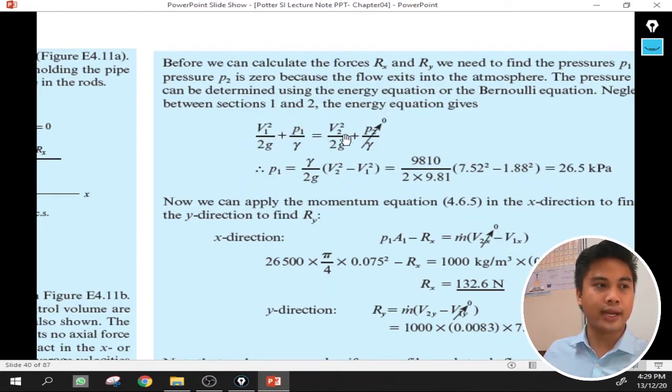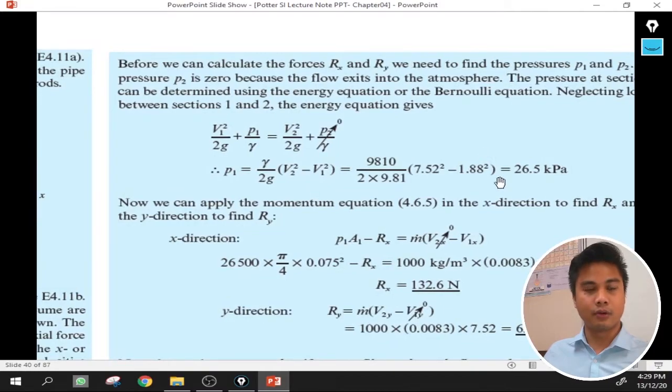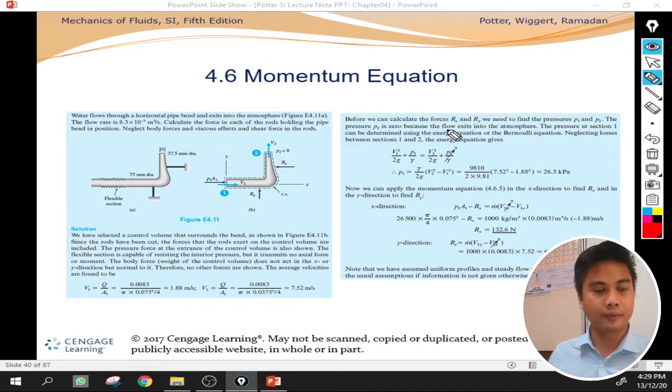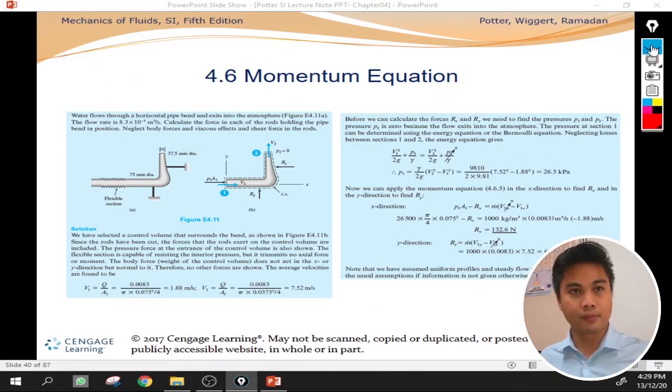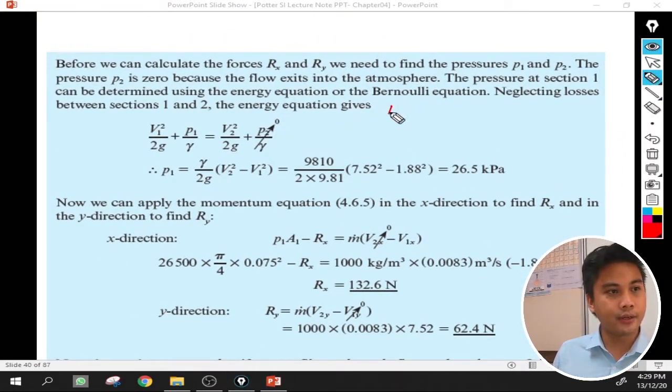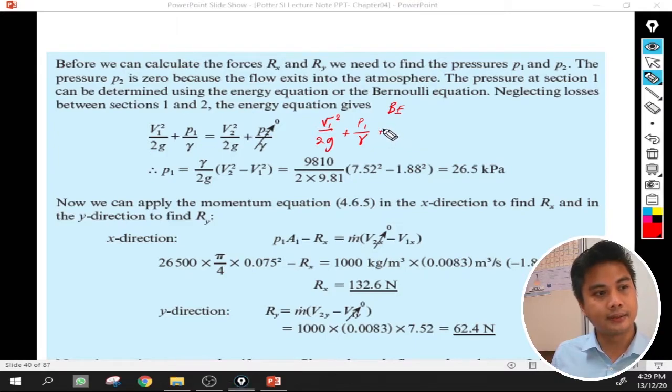this is point number 1 and point number 2, and basically we have Z1 and Z2. Let me write the Bernoulli equation: V1 squared over 2g plus P1 over gamma, which is rho g, plus Z1 equal to V2 squared over 2g plus P2 over gamma plus Z2.